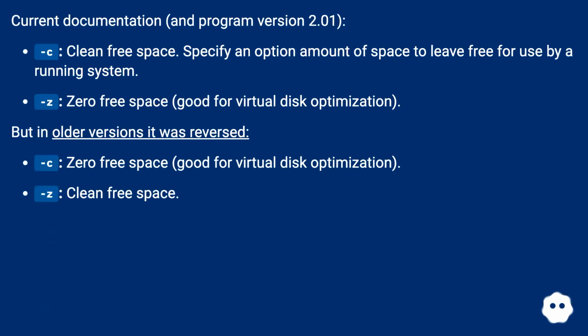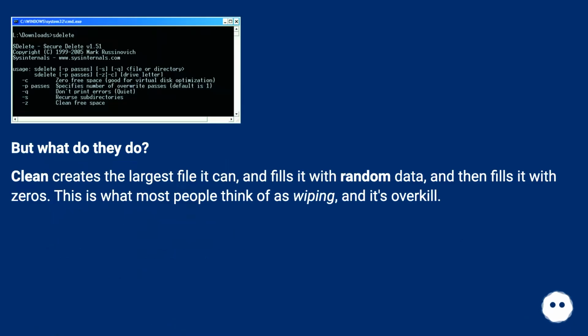Current documentation and program version 2.01. -c: Clean free space. Specify an optional amount of space to leave free for use by a running system. -z: Zero free space, good for virtual disk optimization. But in older versions it was reversed. -c: Zero free space, good for virtual disk optimization. -z: Clean free space. But what do they do?